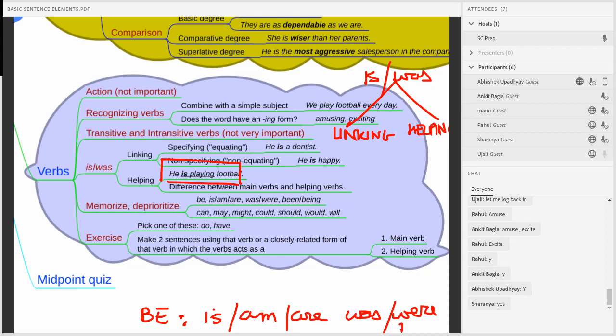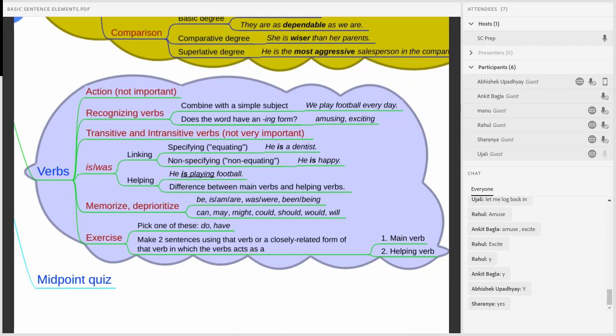For now, I want us to also think about something called a main verb. When you see a verb combining with a subject, small example: he plays football.